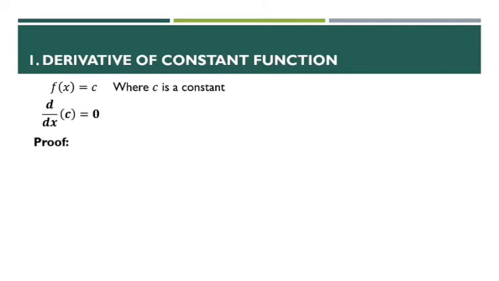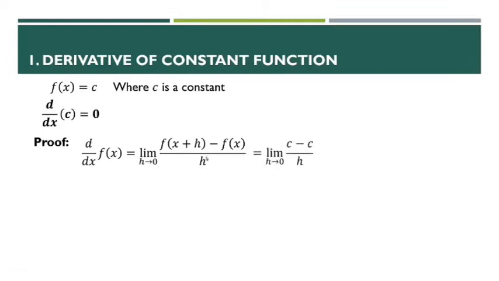So let's prove this. Given the differentiation process, the derivative of the function f of x with respect to x is equal to the limit of the function f of x plus h minus the function f of x all over h, where h approaches 0. This is equal to the limit of c minus c all over h as h approaches 0, because the function, whatever its input, is still equal to c.